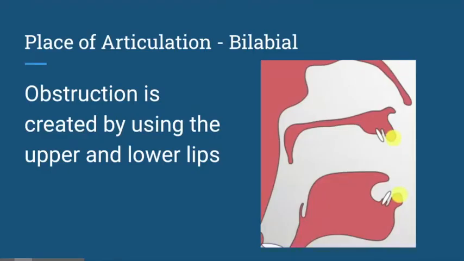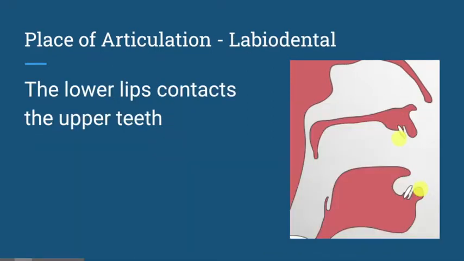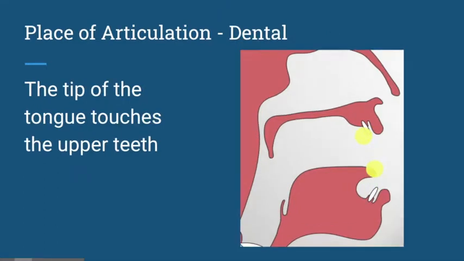Alright, so the first place of articulation is bilabial. Obstruction is created by using the upper and lower lips. Labiodental. The lower lips contact the upper teeth to create the place of obstruction. Dental. The place of obstruction is created when the tip of the tongue touches the upper teeth.